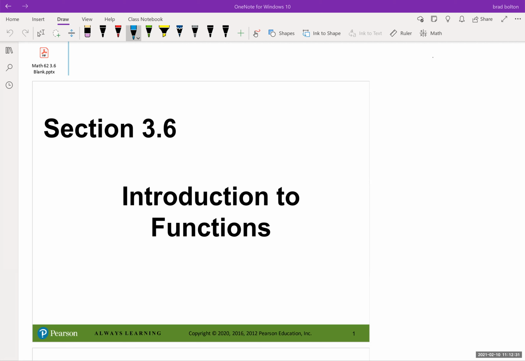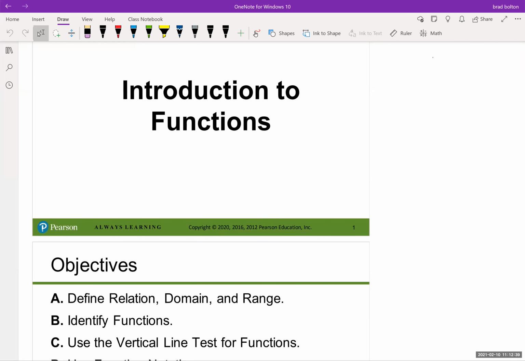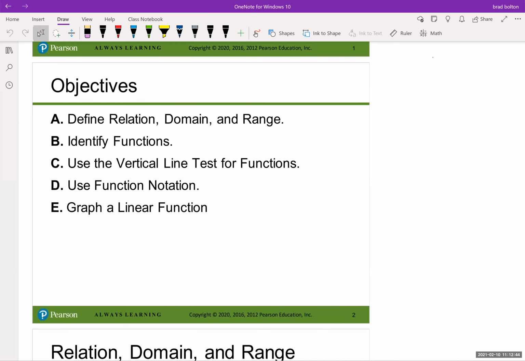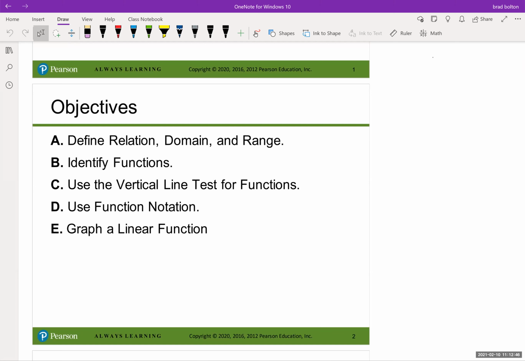It's a rather long section in terms of notes, but it's actually not a lot of writing. There's just a lot of information. So please take good notes so you guys can refer back to these to help you study for the exams. What we'll be talking about is defining the relation of a function, domain, and range. We'll identify functions and use the vertical line test for functions. Vertical line test is one of our favorite ways to deal with functions. We'll talk about functional notation, and then we will use this to graph a linear function. All of you know how to graph lines at this point, y equals mx plus b, and now we're just going to change it to functional notation.